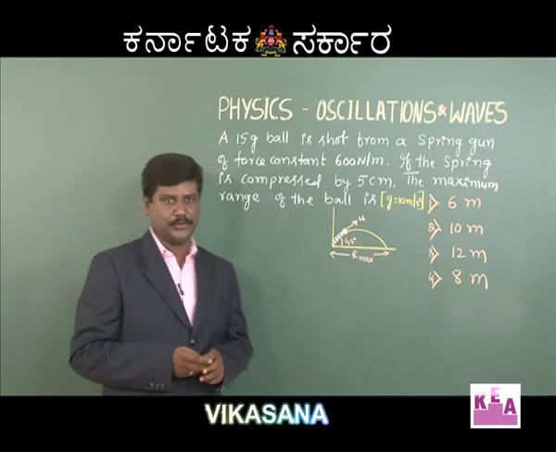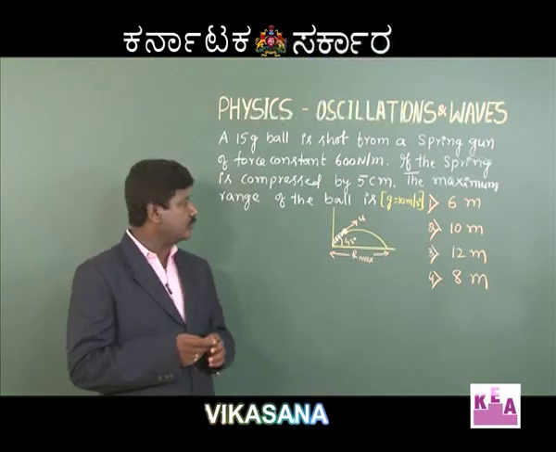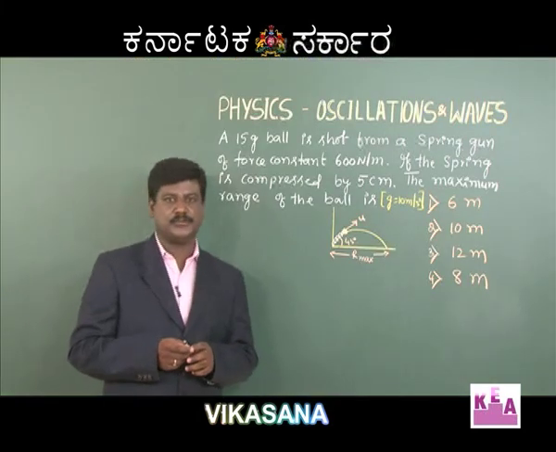Let's move on to the next question. A 15-gram ball is shot from a spring gun with a force constant of 600 Newton per meter. If the spring is compressed by 5 centimeter, the maximum range of the ball is. There are 4 options: option 1, 6 meter; option 2, 10 meter; option 3, 12 meter; and option 4, 8 meter. Dear students, note down the point of range.